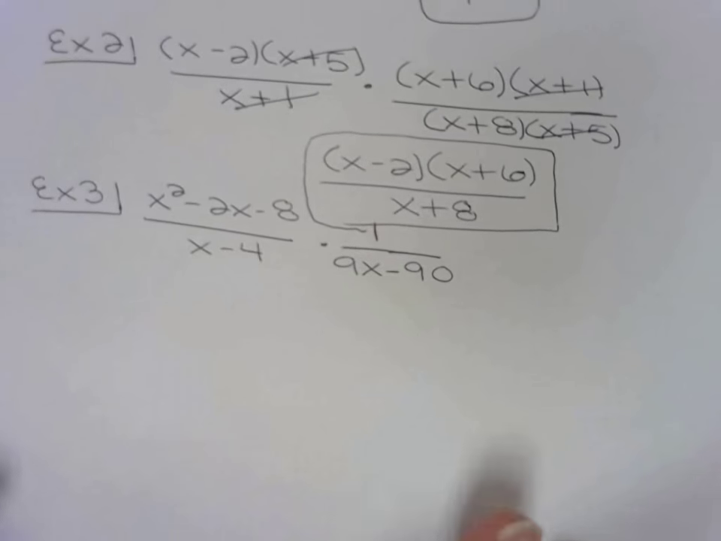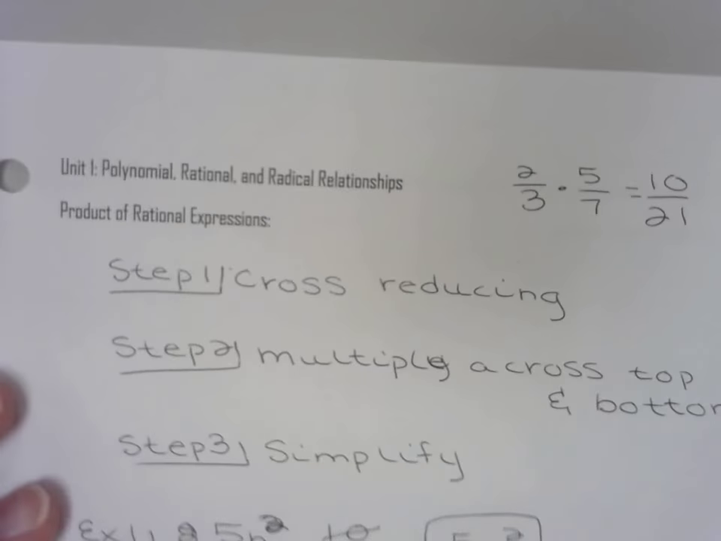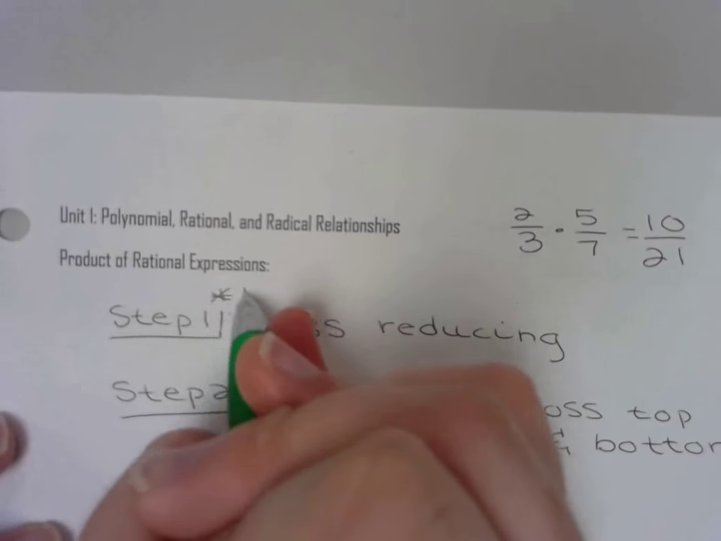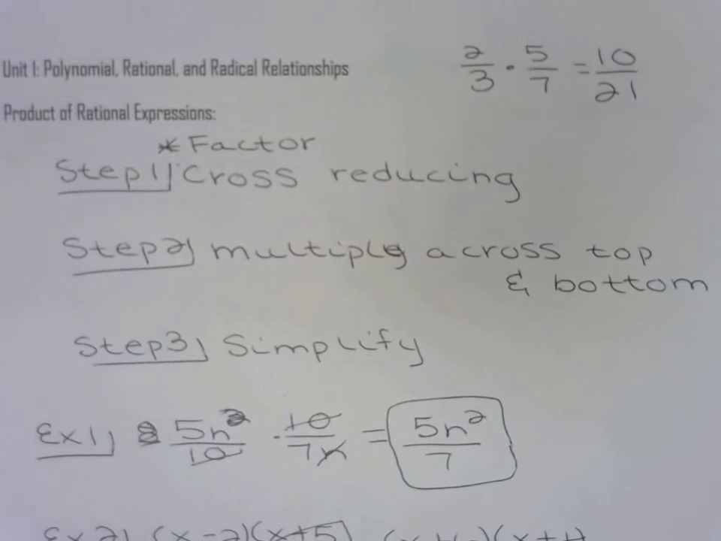Maybe I should have put that up there before step 1. So if I go back up to the top, I'll put a little asterisk. You may need to factor if possible. You may need to factor first and then cross-reduce.